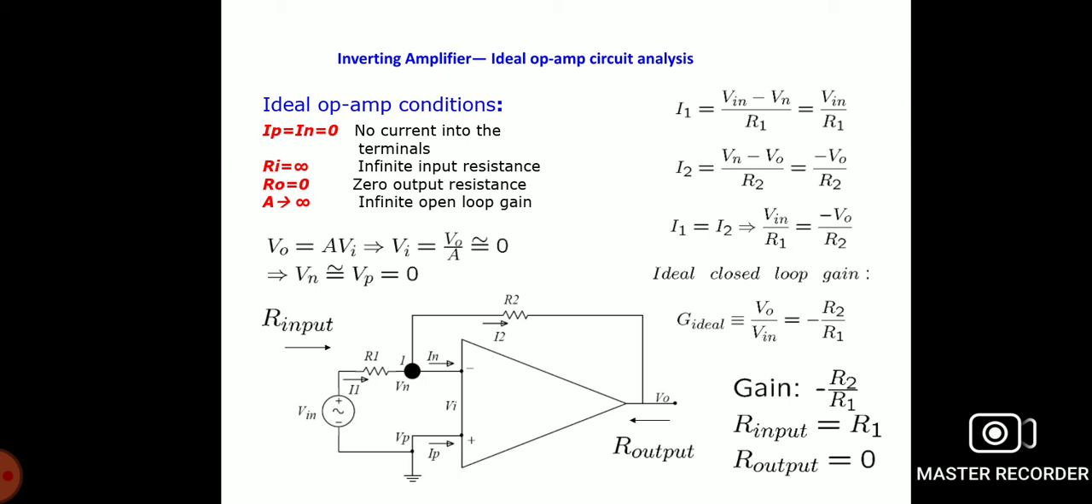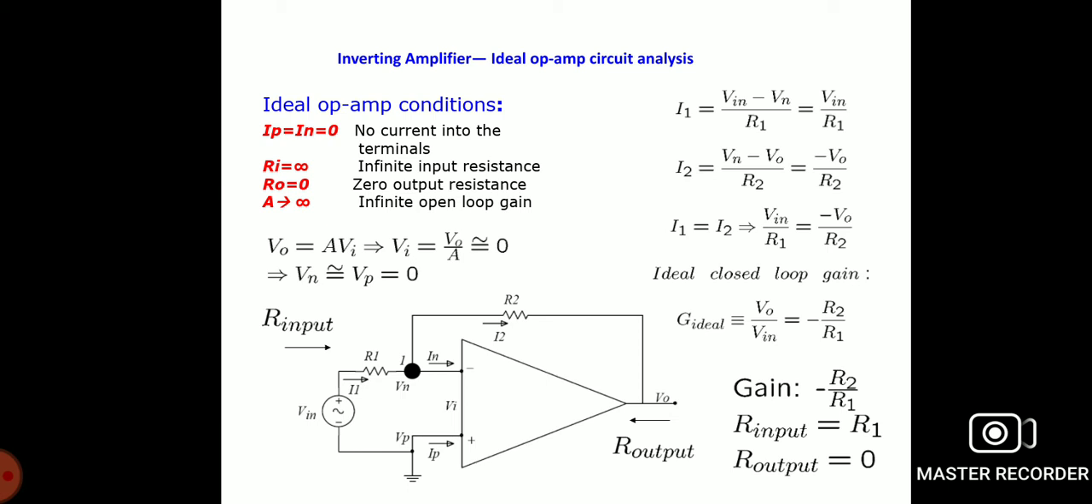So the ideal closed loop gain, G ideal, is equal to output voltage divided by input voltage, which is equal to negative of R2 divided by R1. So the gain of the inverting amplifier is minus R2 divided by R1. The input resistance equals R1, the output resistance equals 0. So these are the conditions of the inverting operational amplifier circuit.